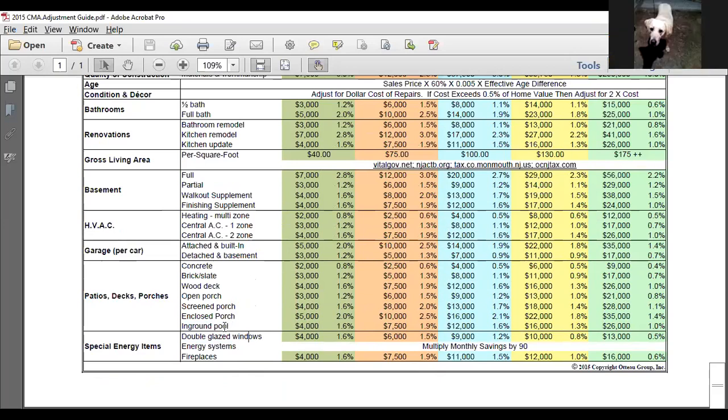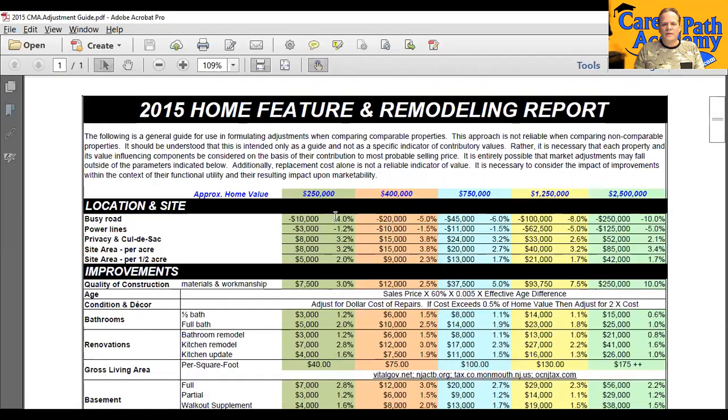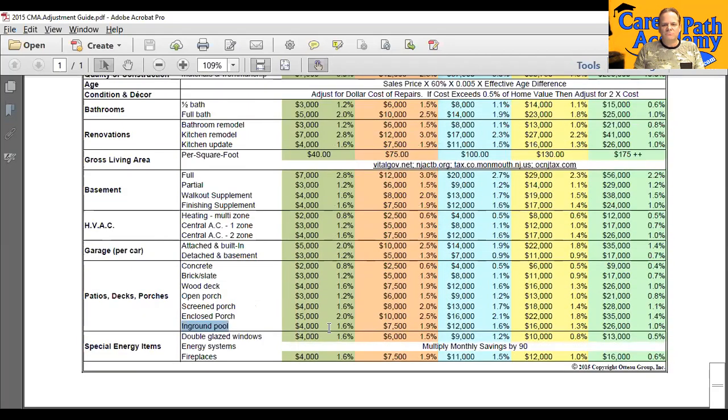Okay. But look at this in-ground pool here. Look how much it pays back for a home in that $250,000 price range. It increases the value of that home by 1.6%, or maybe about 4 grand. You have to spend a lot of money.